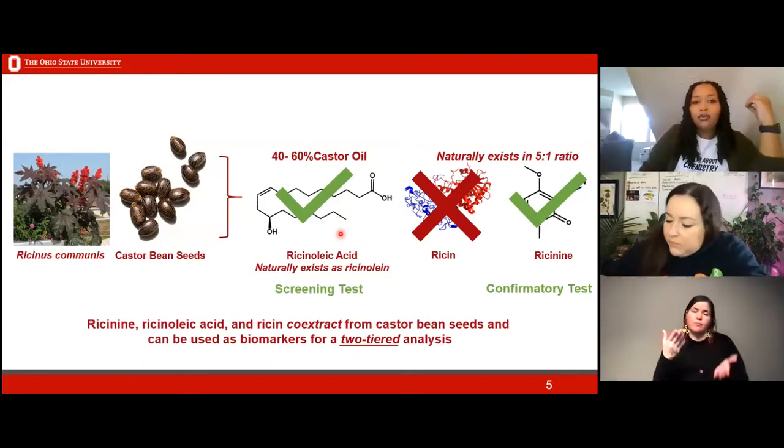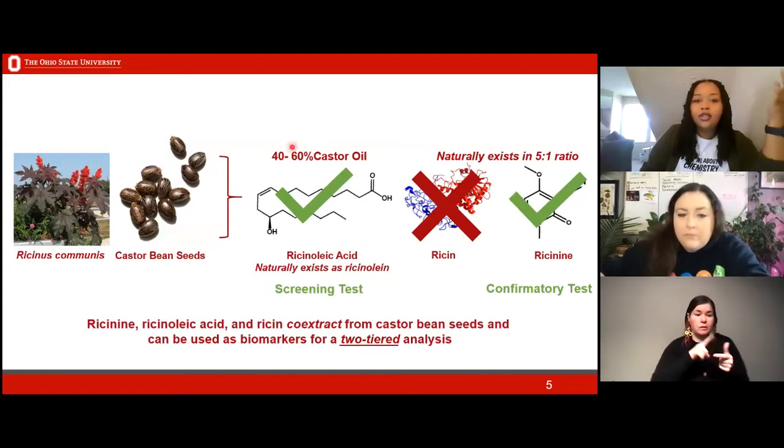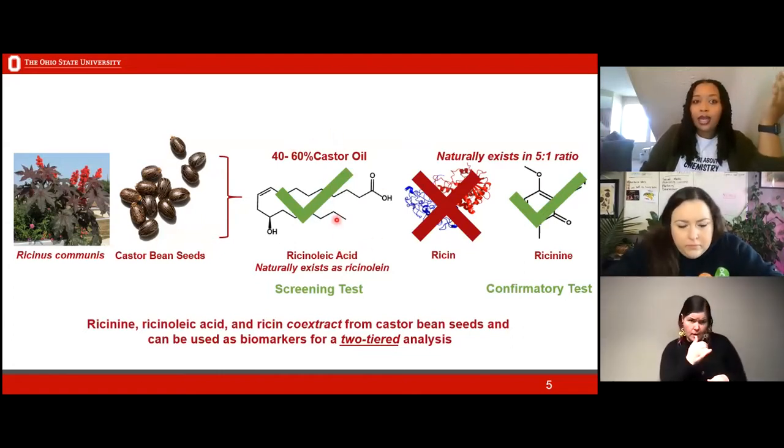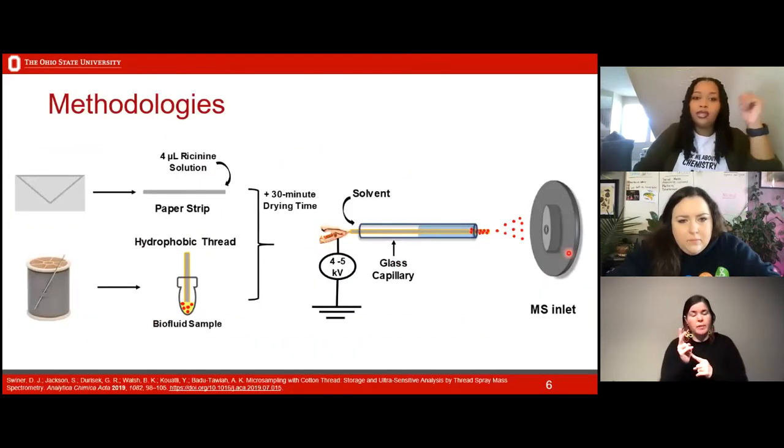So what I did was I developed a 2-tiered analysis. The first step was, hey, do we have this ricinoleic acid? Then the second step was, do we have ricinin? That's what I did using a single piece of thread in 2 minutes, which I think is pretty impressive.